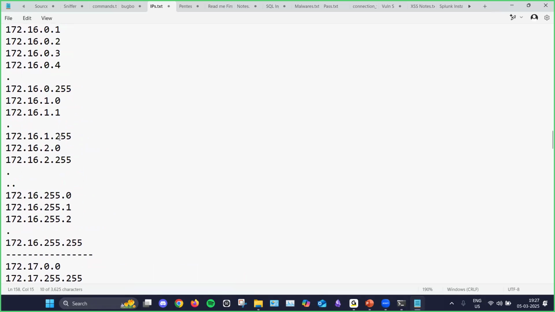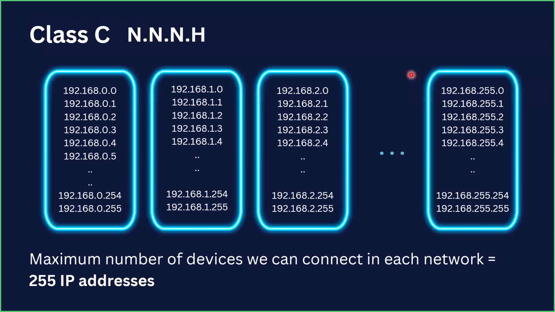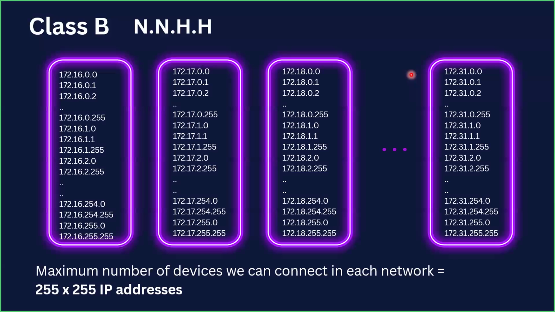Okay. And in each network now, you can connect a maximum of, since there are 2 octets, 255 into 255 devices. That would be equivalent to 65,535. In class C, you could only connect 255 devices. But in class B, you can connect 255 into 255 devices, which is much larger.